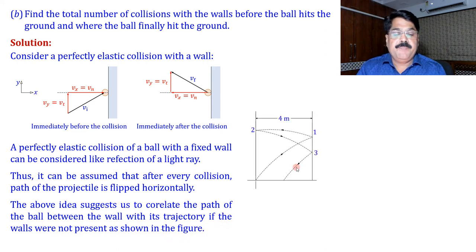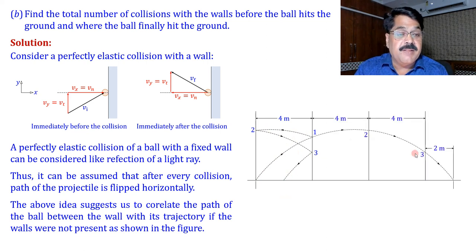Actually, you can see here, that is the first wall. From here the ball was projected, and there is a second wall 4 meters apart. So this ball will go here, collide, go here, collide and come here. So we assume there are 3 collisions, but how we assume 3 collisions will be explained this time. So this is the trajectory we are assuming in the absence of the wall.